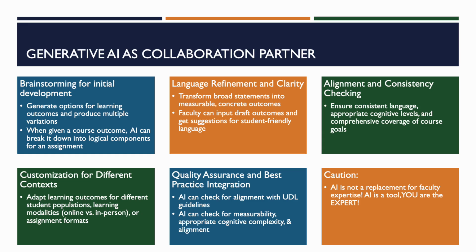Generative AI can serve as a powerful collaboration partner in creating assignment-level learning outcomes through some key approaches. The first one is through just brainstorming for developing your assignment and your learning outcomes. It can help you refine your language and be more clear. It can help you align and check consistency with your assignment, the learning outcomes, and your assessments. And it can help you customize for different contexts and student populations. We need to be careful, though, that AI is not a replacement for faculty expertise. AI is a tool that can help you do your job better, but you are ultimately the expert.